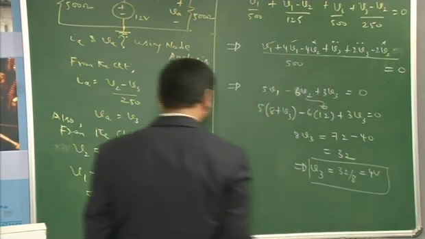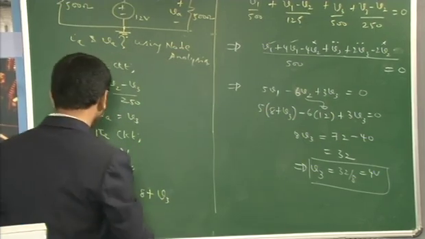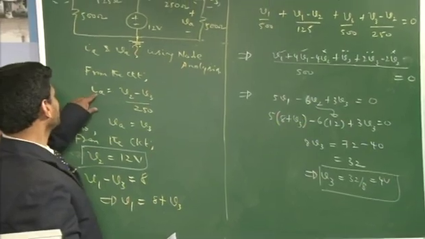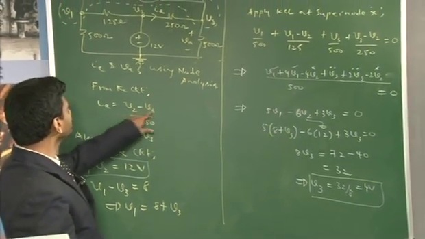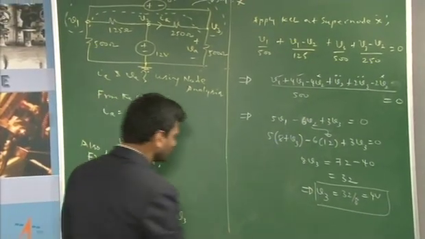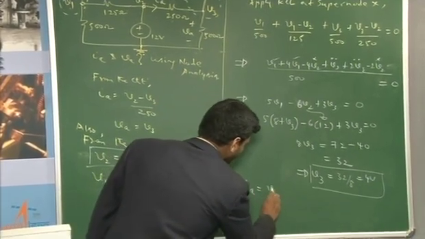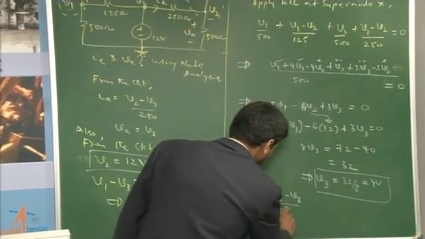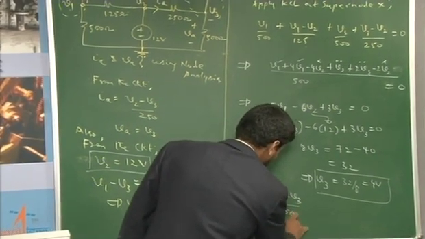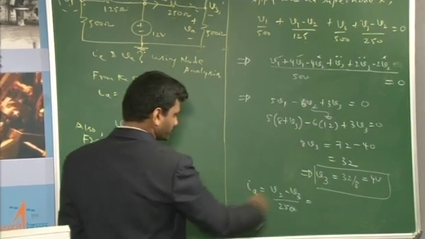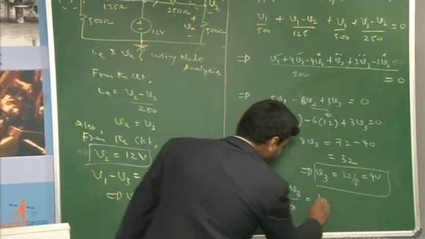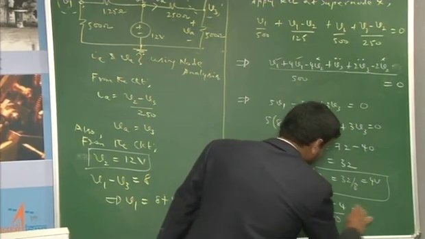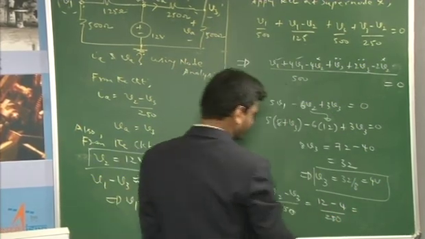So what we have done now, V3 we have found, and already V2 we have. For our response IA, VA, only V2, V3 we require. So IA is now equal to V2 minus V3 by 250, which is equal to V2 is 12, V3 is 4, by 250. So it is 8 by 250.